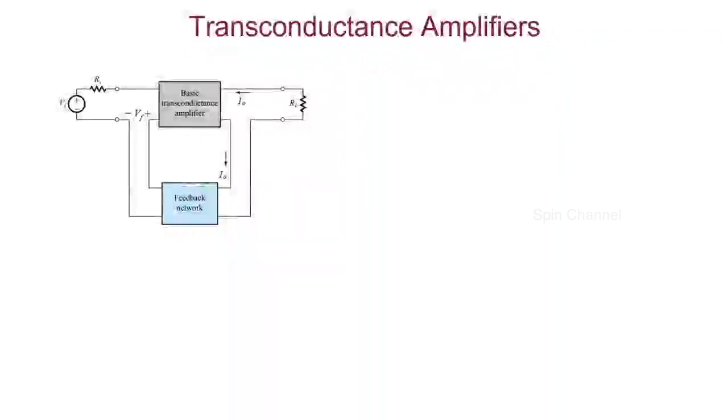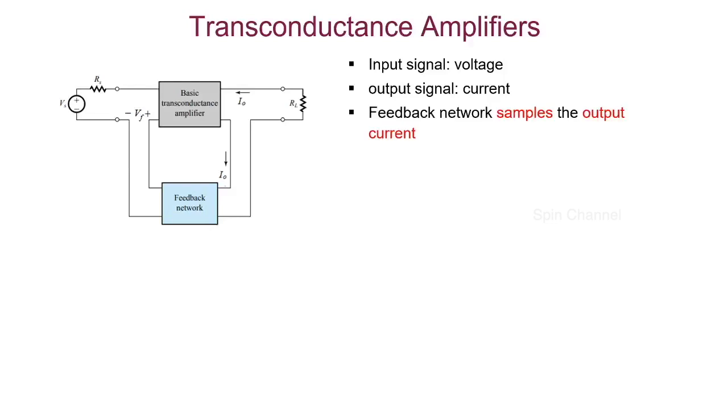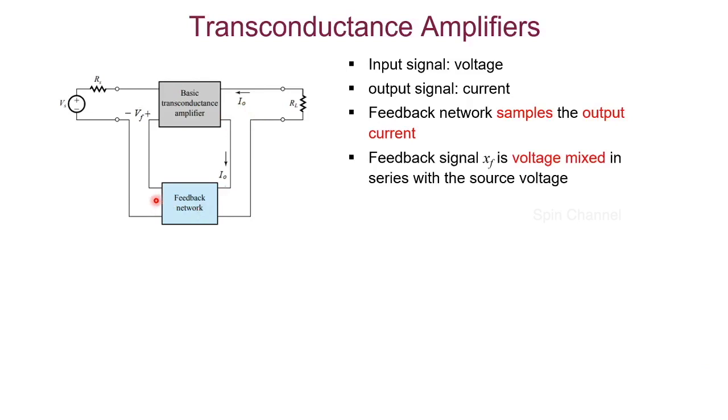In transconductance amplifiers, the input signal is a voltage and the output signal is a current. The gain of the amplifier is given by output current by input voltage, which is conductance, hence the name transconductance amplifiers. The feedback network samples the output current, and the feedback signal XF is a voltage here, which is mixed in series with the source voltage Vs. Now, the feedback topology suitable for this amplifier is voltage mixing, current sampling topology. Due to series connection at both input and output, the feedback topology is also known as Series-Series Feedback.